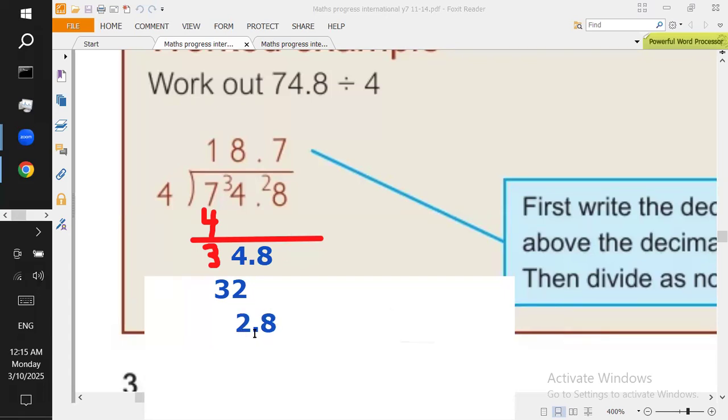Now, 2.8, you don't need the decimal point. Take 28, divide by 4 is 7. 7 times 4 is 28. So we end up with zero remainder.